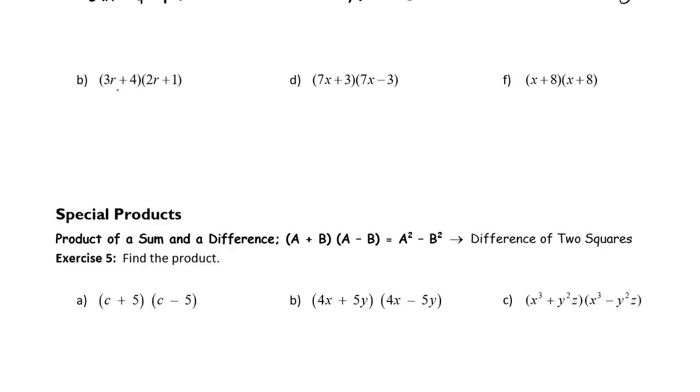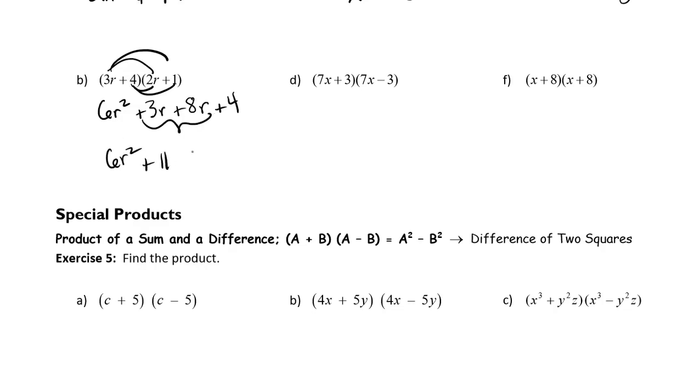If we have 3r plus 4 times 2r plus 1, we can FOIL this one as well. 3r times 2r is 6r squared. 3r times 1 is 3r. 4 times 2r is 8r. And 4 times 1 is 4. Combining the middle two terms, we get 6r squared plus 11r plus 4.